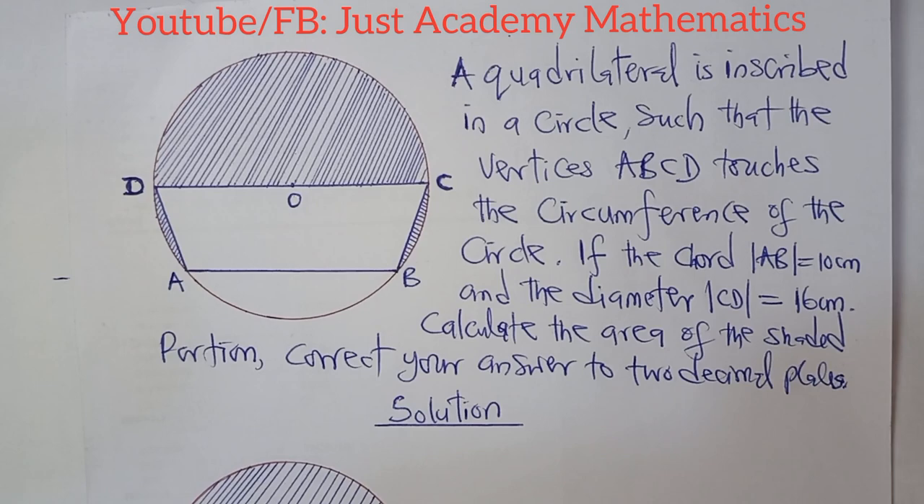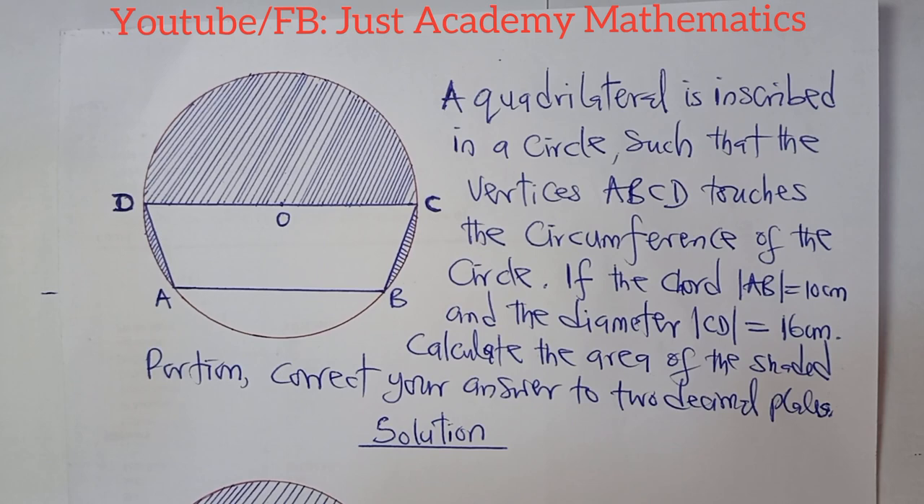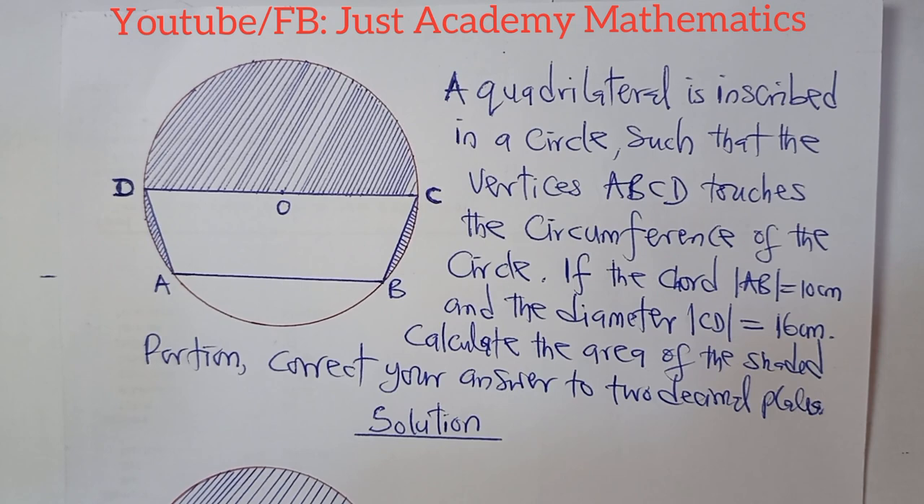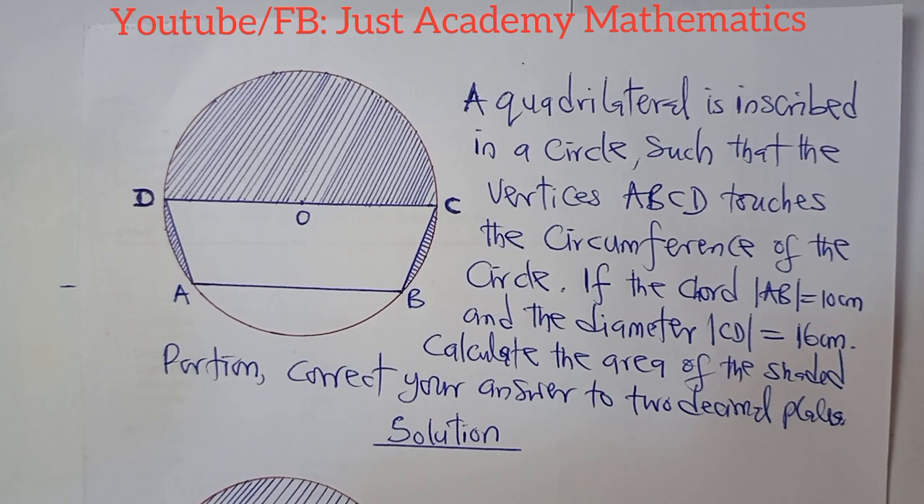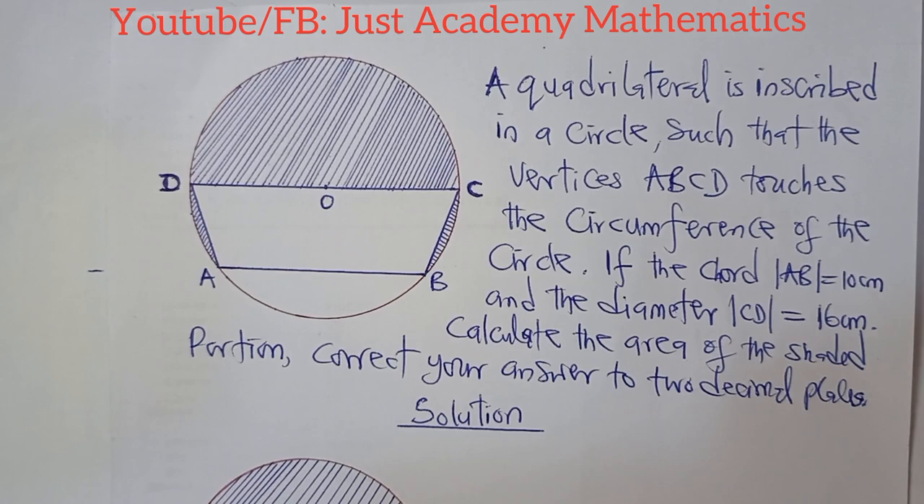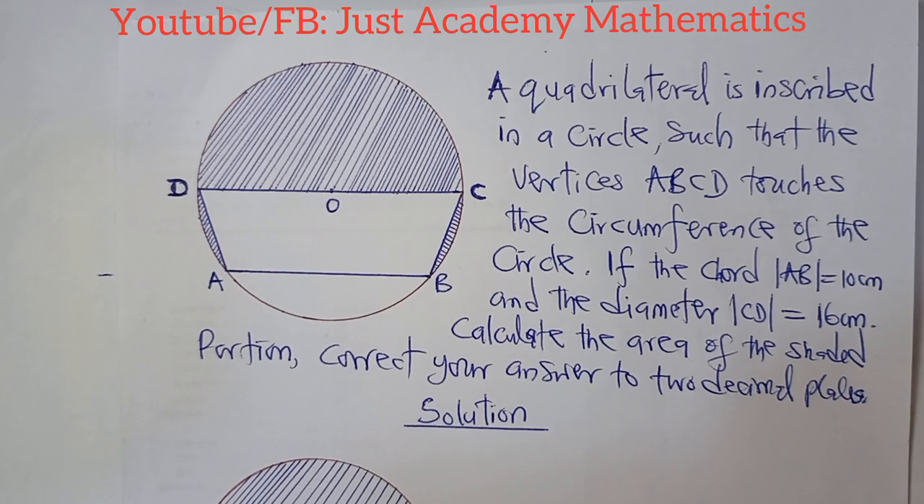Today we have something very important to look into. We have a cyclic quadrilateral question, and we are asked to find the area of the shaded portion. The question says that a quadrilateral is inscribed in a circle such that the vertices A, B, C, D touch the circumference of the circle. If the chord AB is 10 cm and the diameter CD is 16 cm, they want us to calculate the area of the shaded portion correct to 2 decimal places.